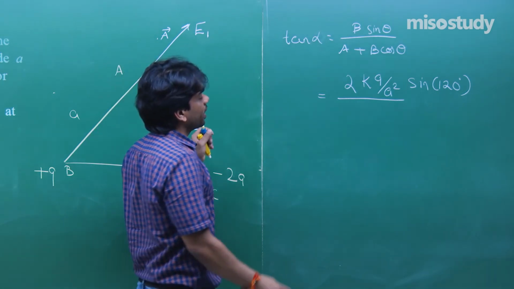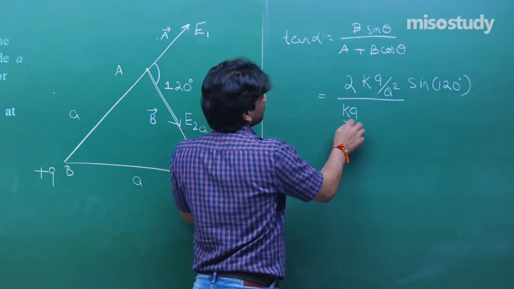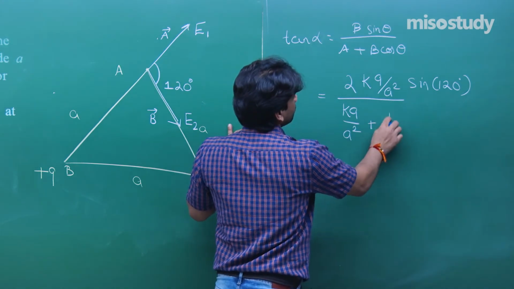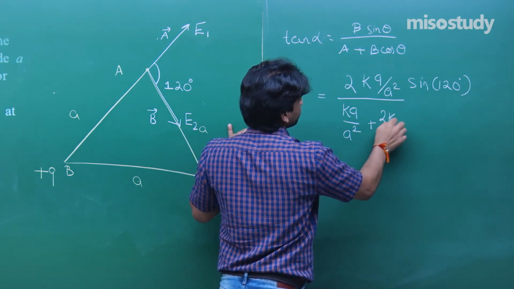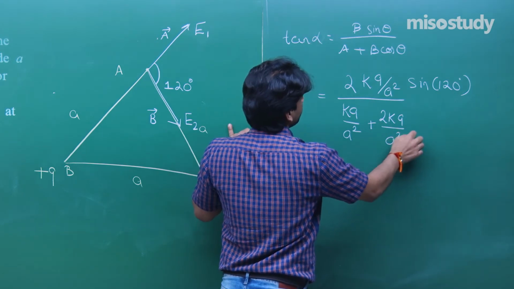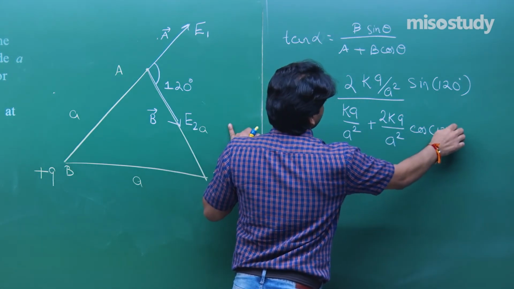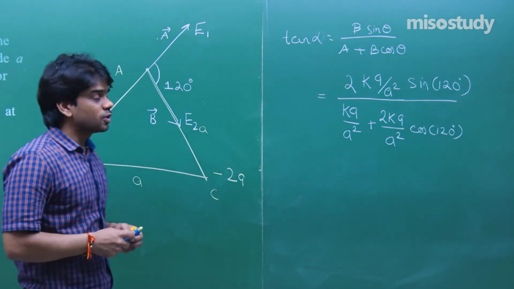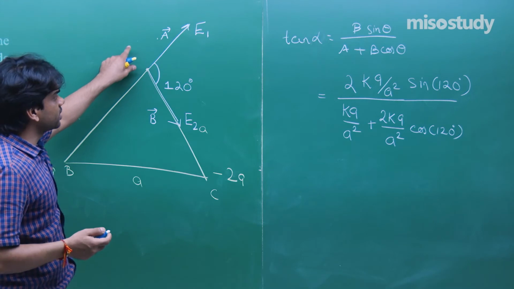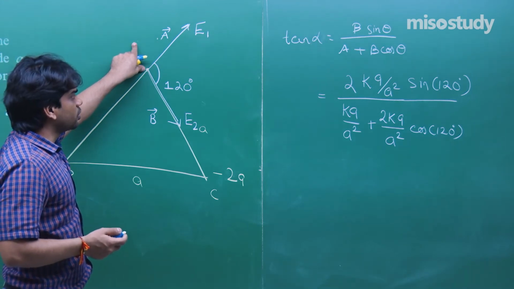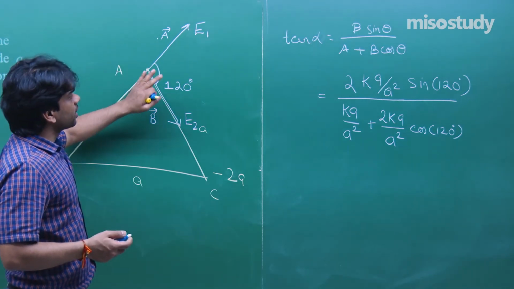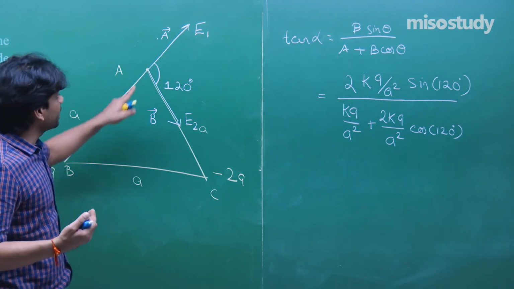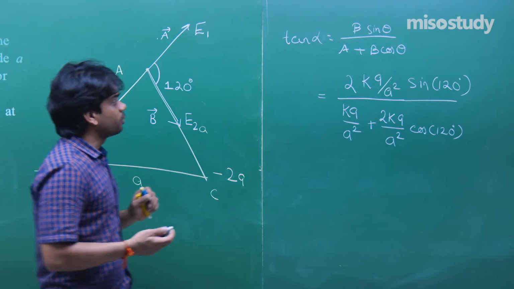A is kq by a square, plus B cos theta. B sin theta upon A plus B cos theta. What have we done? B sin theta upon A plus B cos theta. So we got this, and B we have taken as this vector. So the angle which we will be getting is the angle with respect to this vector A. So let me put in all the values.